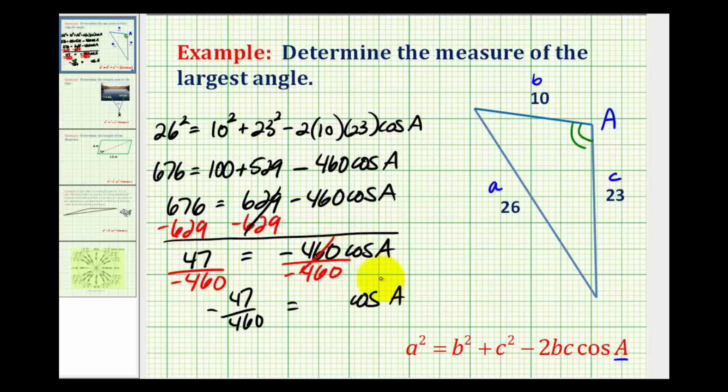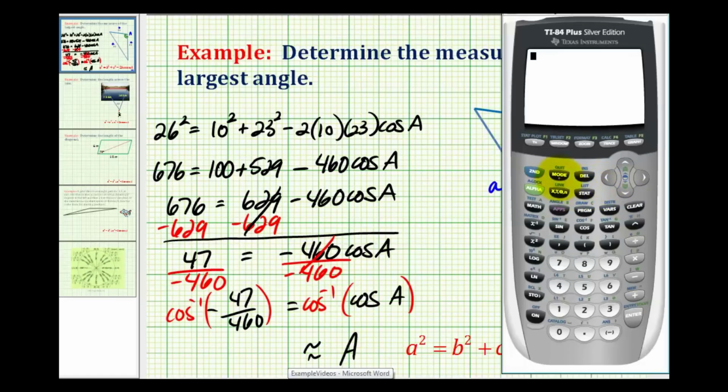Now we can solve for A if we take inverse cosine on both sides. So on the right side, inverse cosine of cosine A is just equal to A. And now we can use the calculator to evaluate the left side. Let's make sure our calculator is in degree mode.